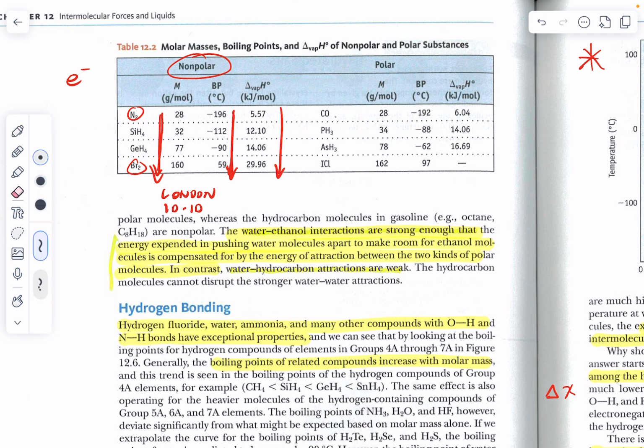Anyway, for polar molecules, we see the same thing. The bigger the molar mass, the bigger the boiling point, the more energy it takes. But the cloud of electrons is not going to be the sole reason for why you have this increase in boiling point. It will be especially due to the fact that these molecules are polar.